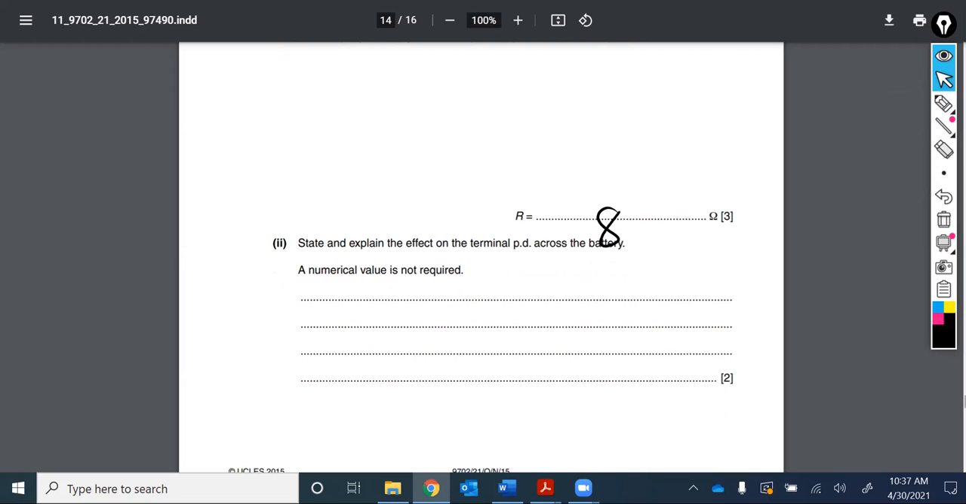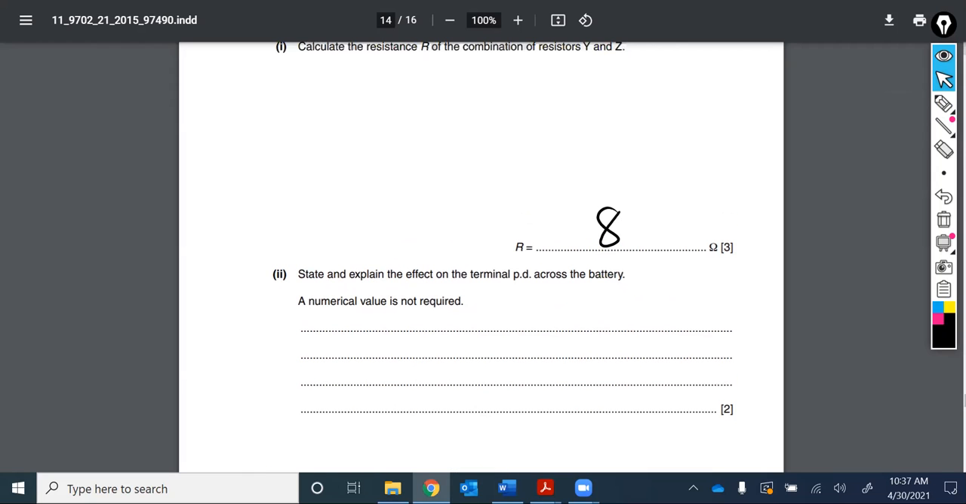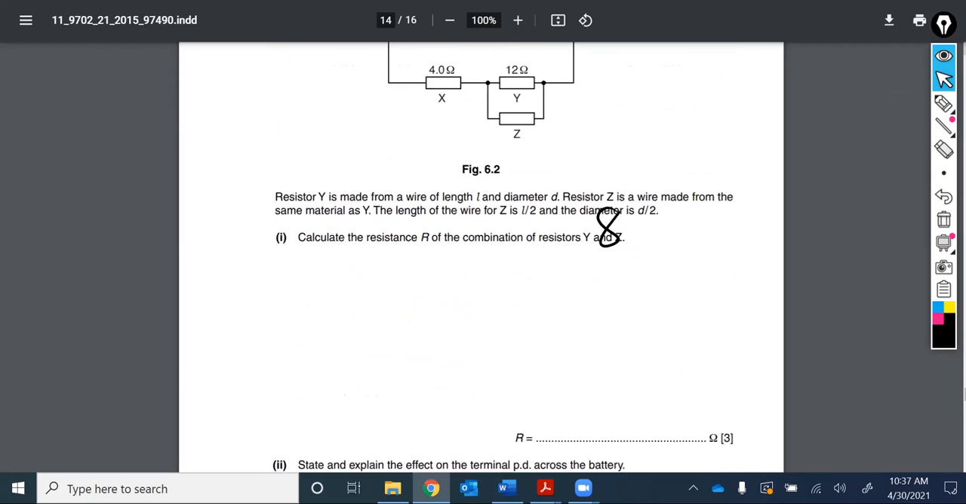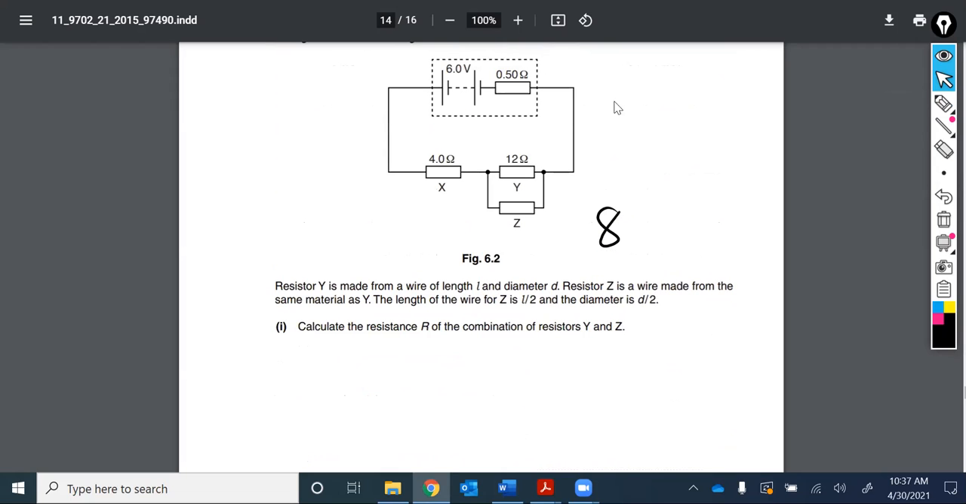State and explain the effect on the terminal PD across the battery. A numerical value is not required. So because we've now connected this new resistor in parallel here, what's that going to do to the terminal PD? What you have to reason through here is, if we've added a resistor in parallel to the 12 ohm resistor, we've effectively reduced that part of the circuit. Instead of it being a 12 ohm resistor, now we calculate the combined resistance of that parallel branch. In other words, we've opened up a new path for the electrons to flow through.